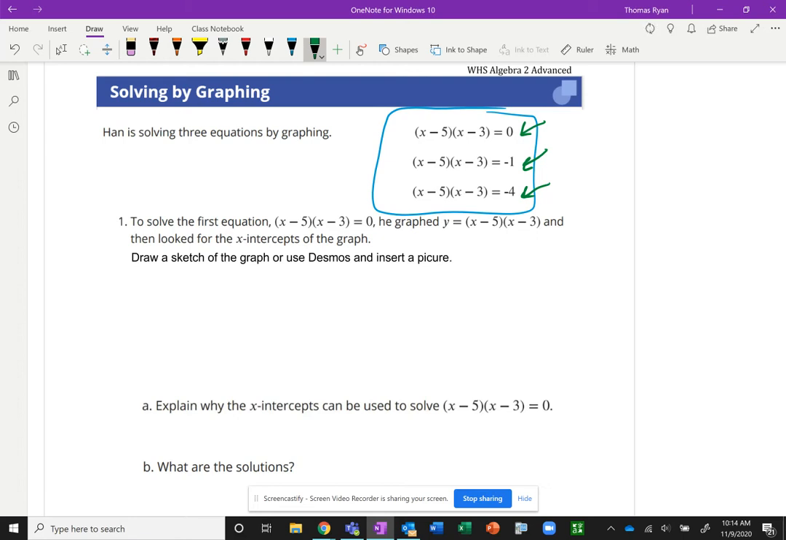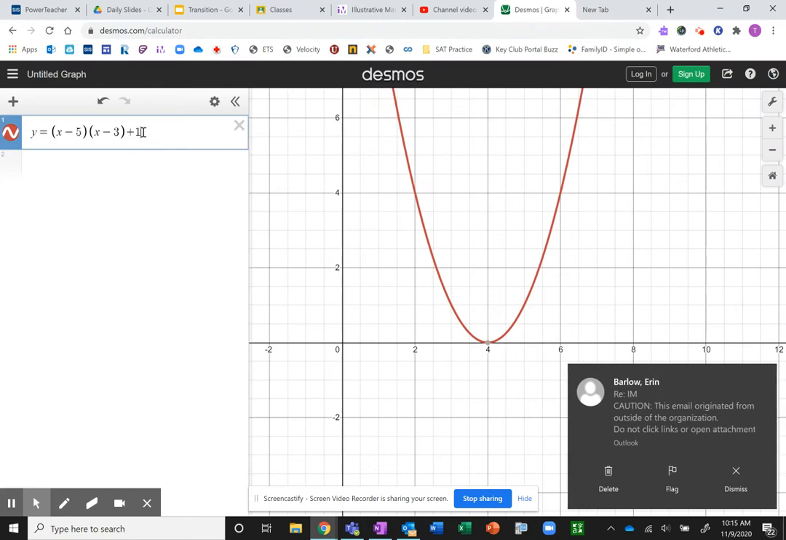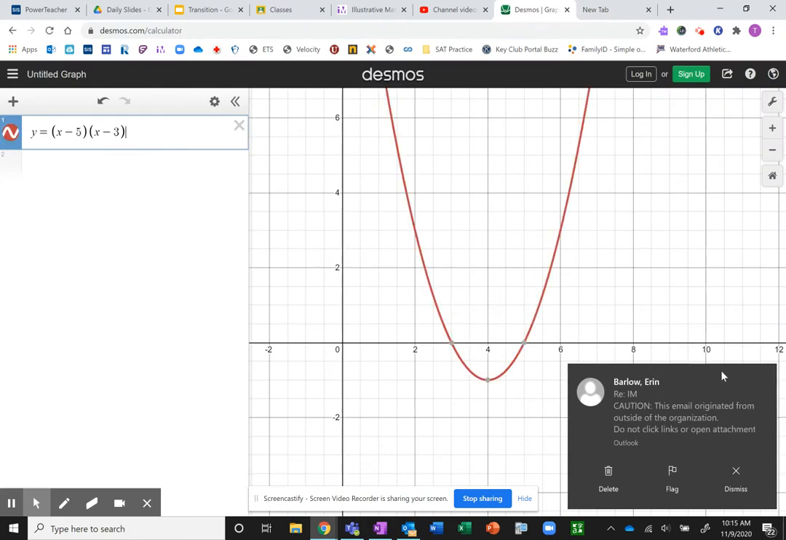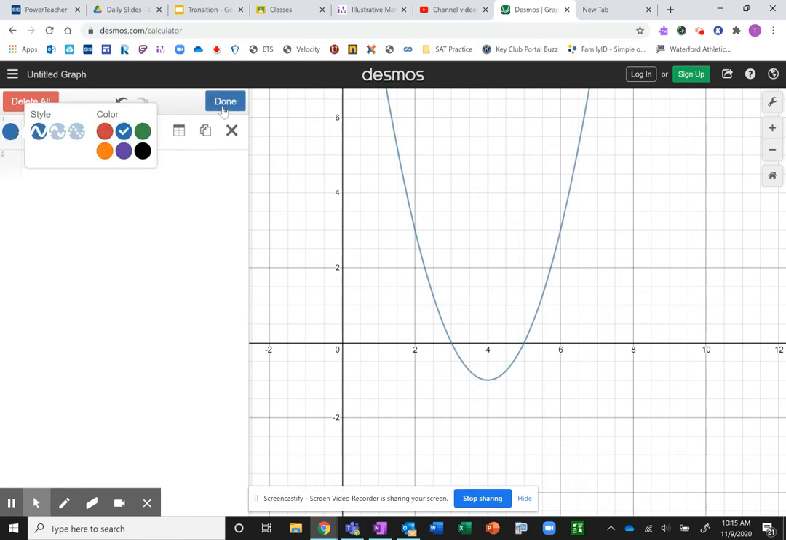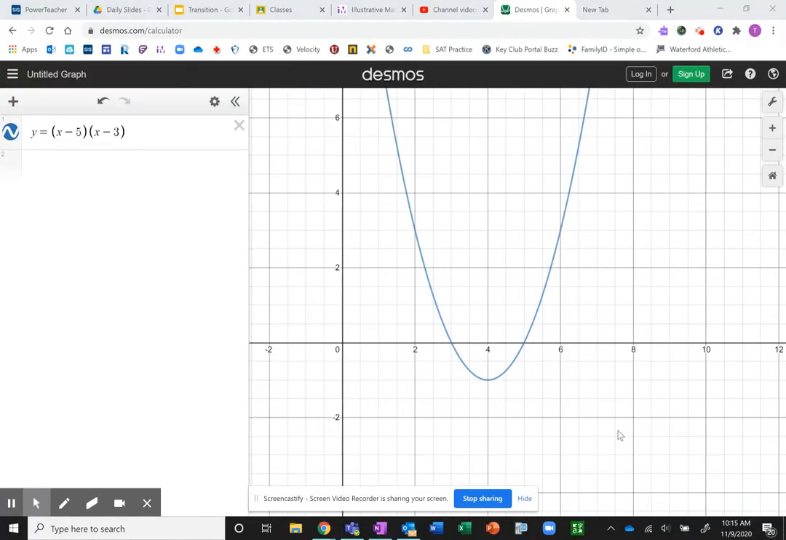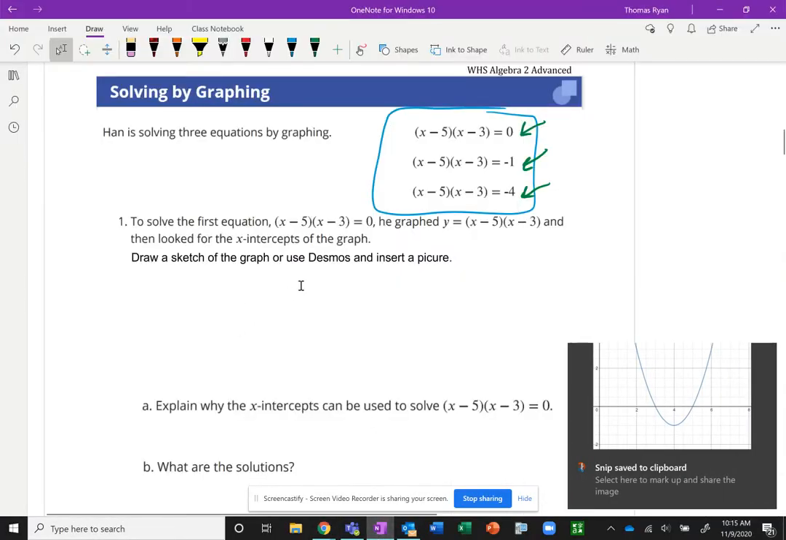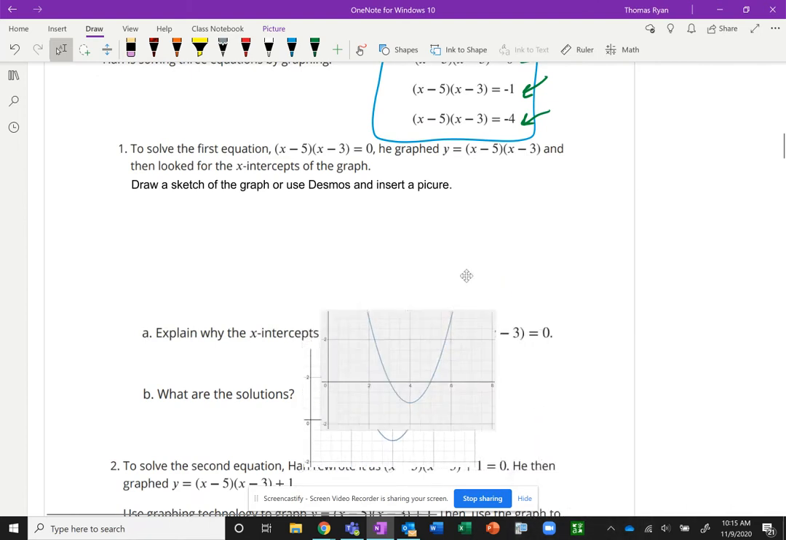Excuse me. So to solve the first equation, Han graphed and he looked for the x-intercepts. So let's go to the graph. We're going to look for the x-intercepts. So we got our graph here. Let me change it to a different color. Blue is a little more favorable. Take a picture here. Dump it into OneNote. Shrink it down a little bit. Okay.